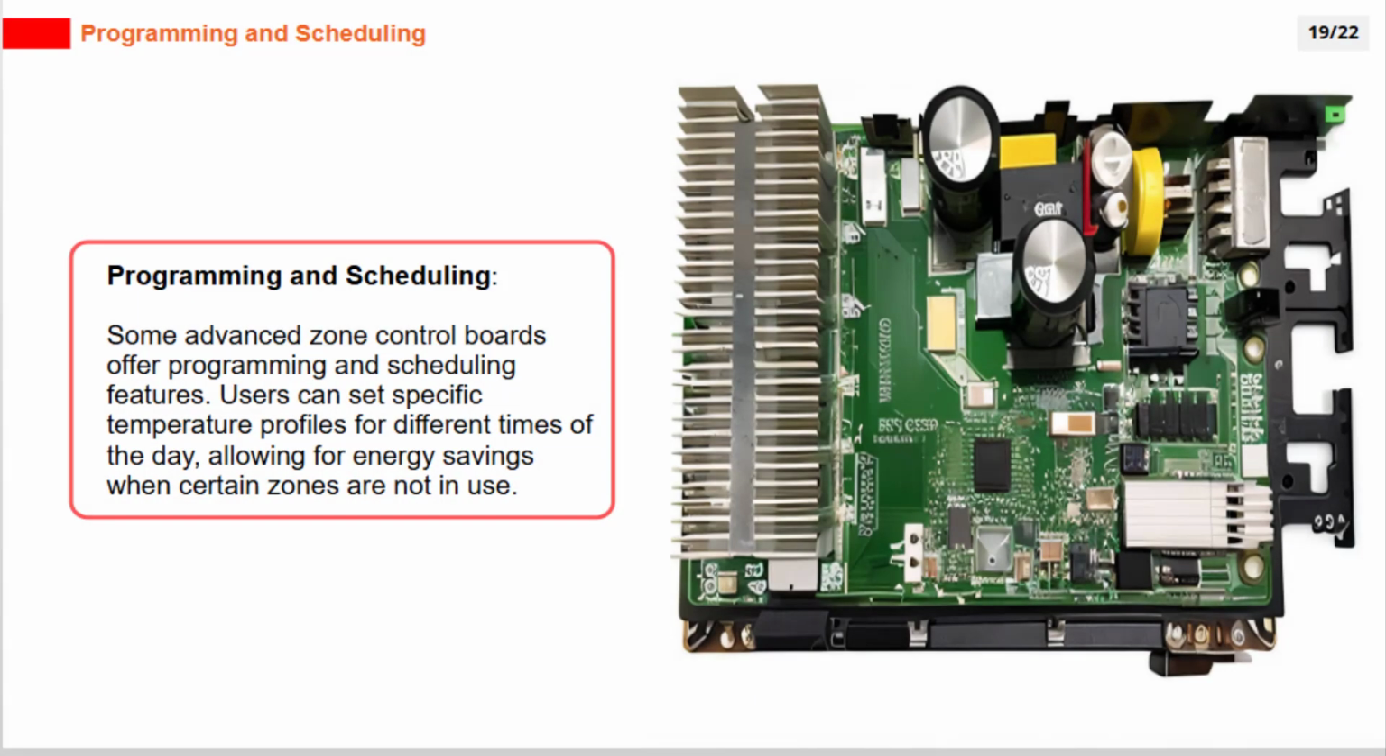Programming and scheduling. Some advanced zone control boards offer programming and scheduling features. Users can set specific temperature profiles for different times of the day, allowing for energy savings when certain zones are not in use.